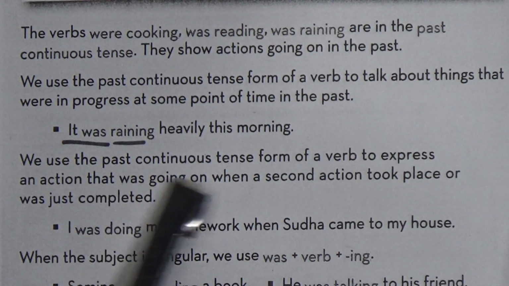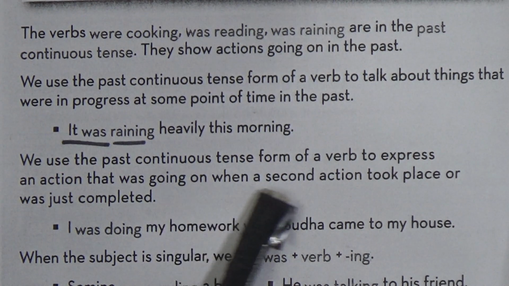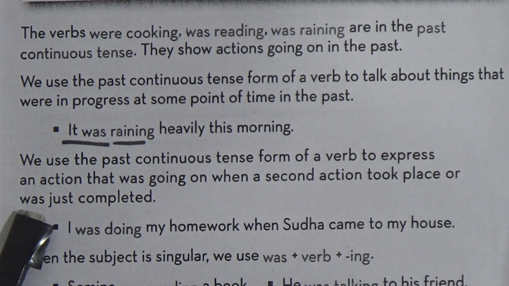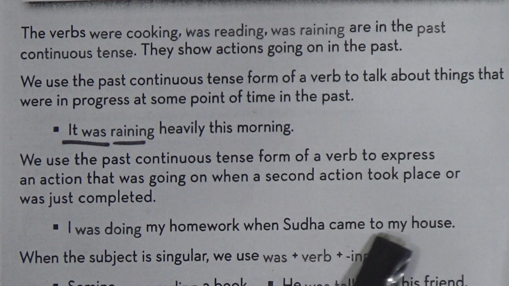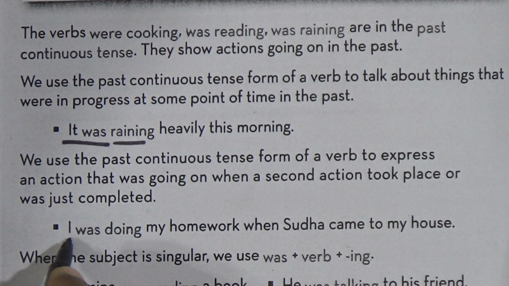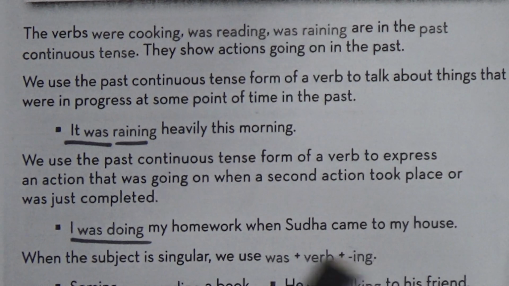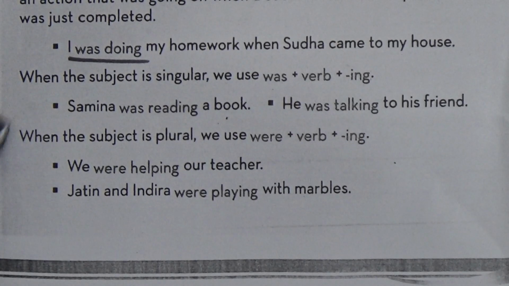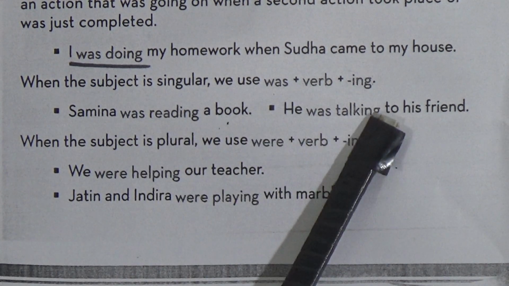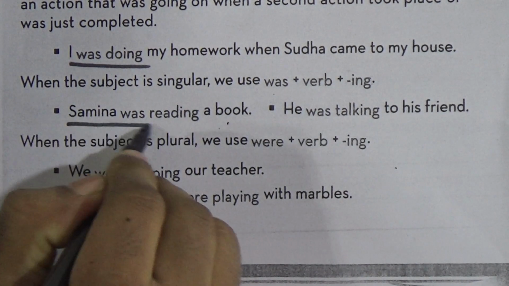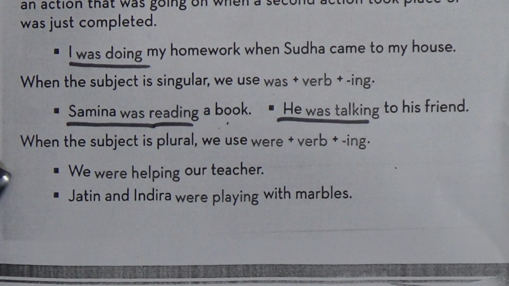We use the past continuous tense form of a verb to express an action that is going on when a second action took place or was just completed. So I was doing my homework when Sudha came to my house. I was doing, past continuous tense. When the subject is singular, we use was plus verb plus ing. As I said, Samina was reading a book. He was talking to his friend. Samina was, he was, singular subject, singular verb like was.